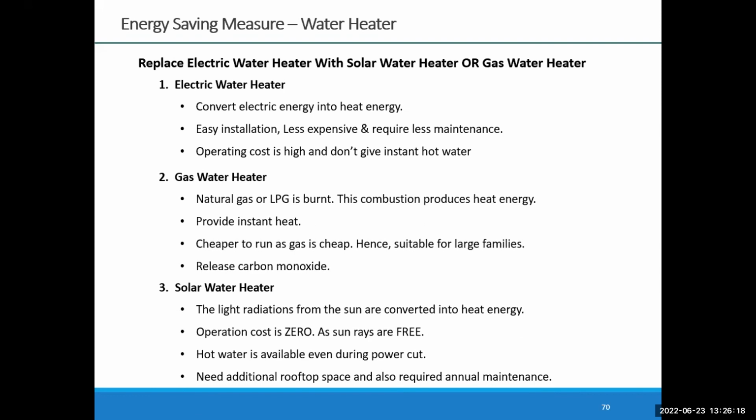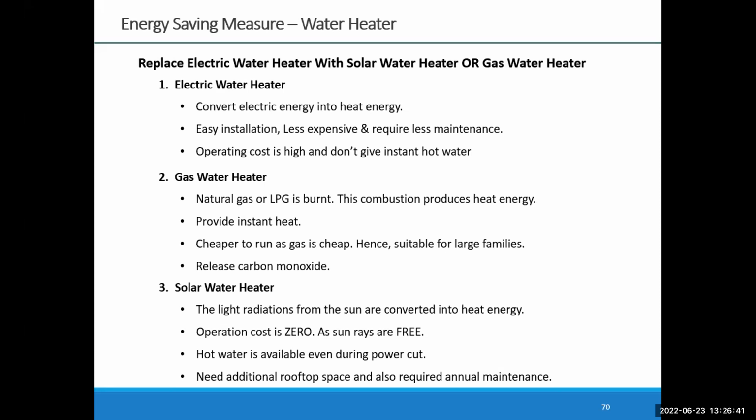It releases carbon monoxide in some cases where the combustion does not happen properly. That is one drawback of gas-based heaters. And nowadays, with increased fuel costs, this is also not becoming very attractive. And one most attractive option is solar water heaters.